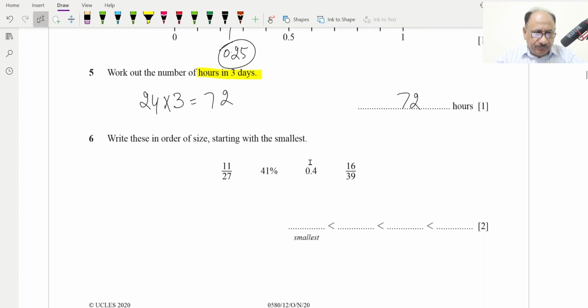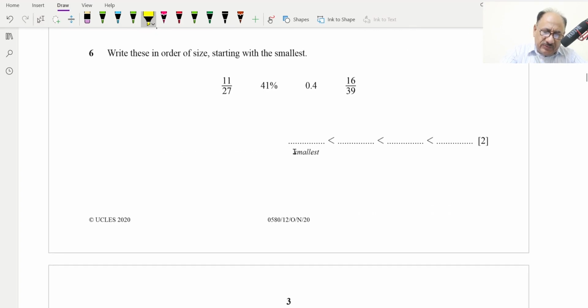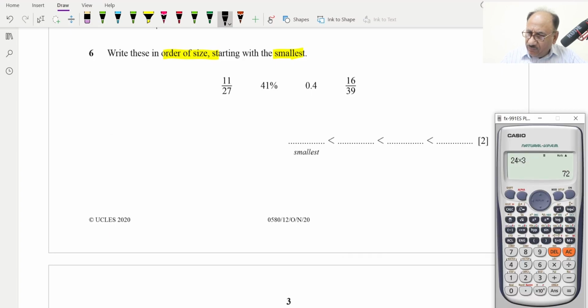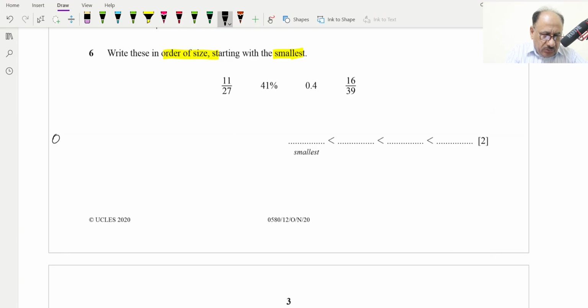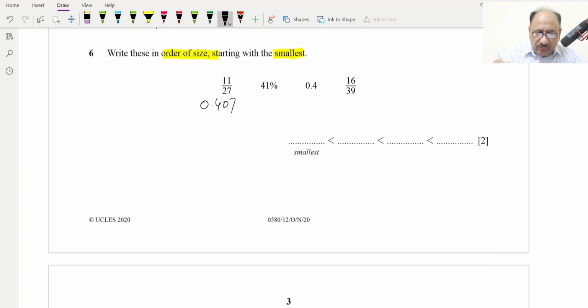Question number 6. Write these in order of size, starting with the smallest. The better way is to convert all of them into decimals. Like 11 divided by 27 will be equal to 0.407. So I will write over here 0.407, like this.